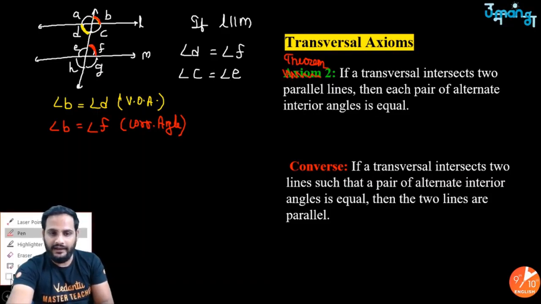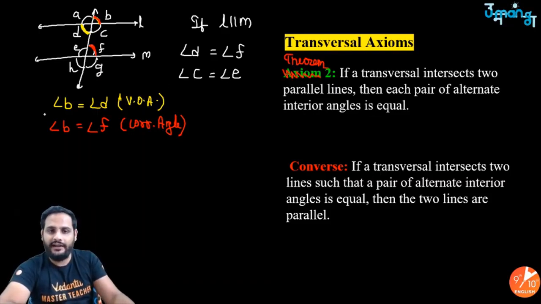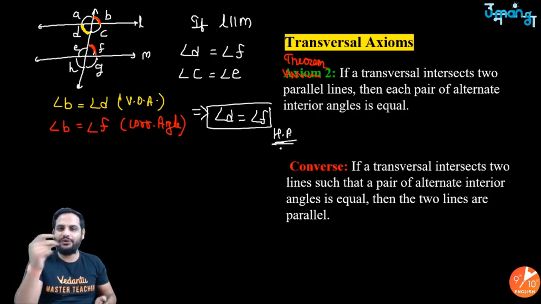Angle B and angle F are equal. So both D and F are equal to the same thing. They both will be equal to each other. So I have got my result. Angle D is equal to angle F. Hence proved. Got it? It is a two-line proof. Everything has a two-line proof.